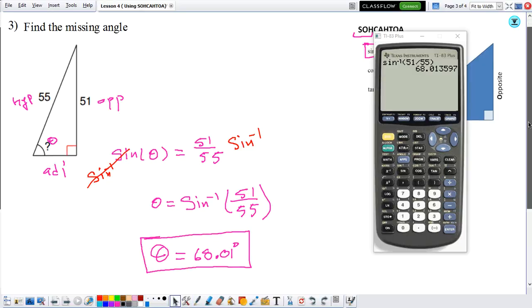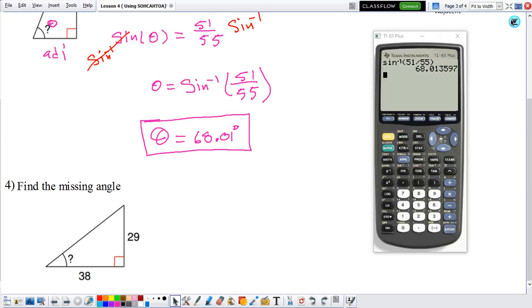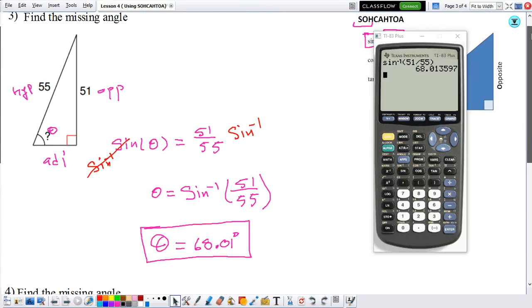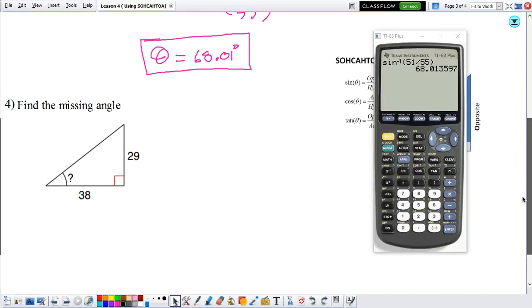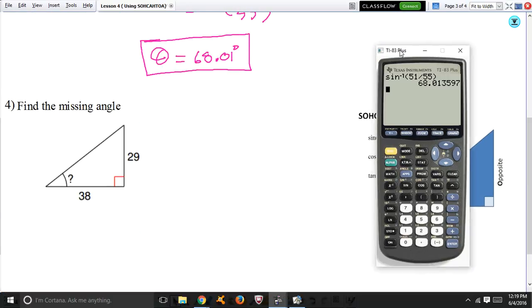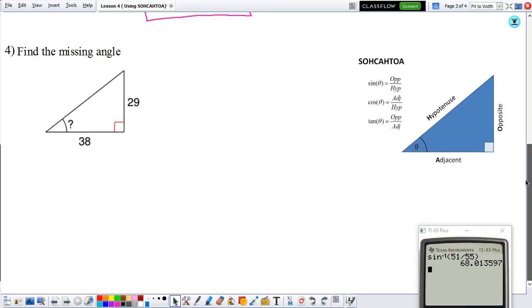Let's look at our last example here. Now, again, let me bring down Sohcahtoa. So here's our Sohcahtoa. Now, let's figure out what do we have. If this is the angle that we're looking for, let's label the triangle. That means that this is my opposite because that's the side opposite to the angle that I'm looking for. So that's the opposite. This is the hypotenuse. And that means that 38 is my adjacent.